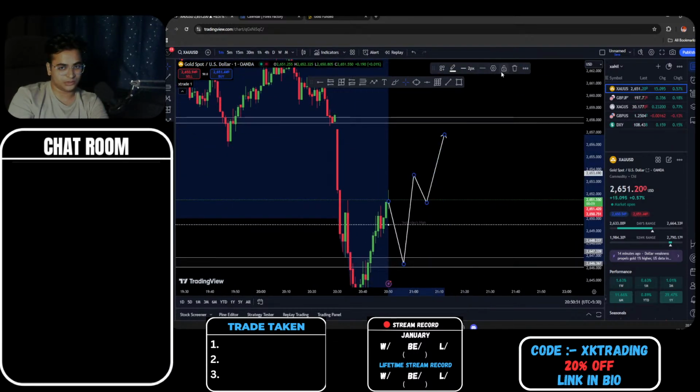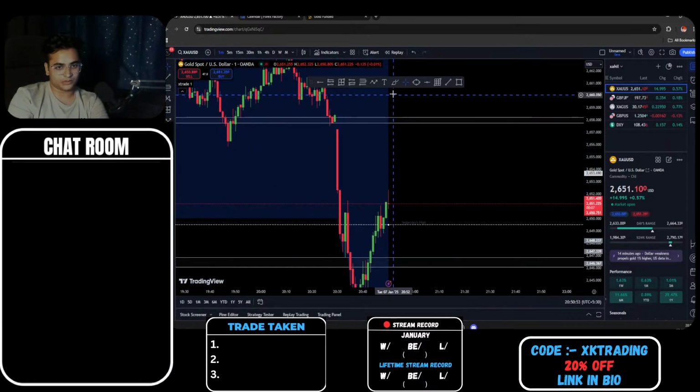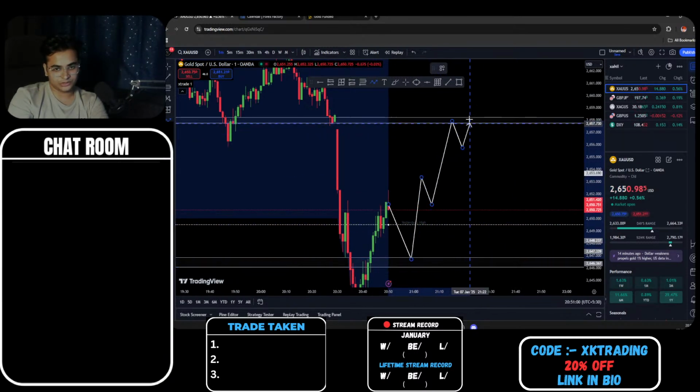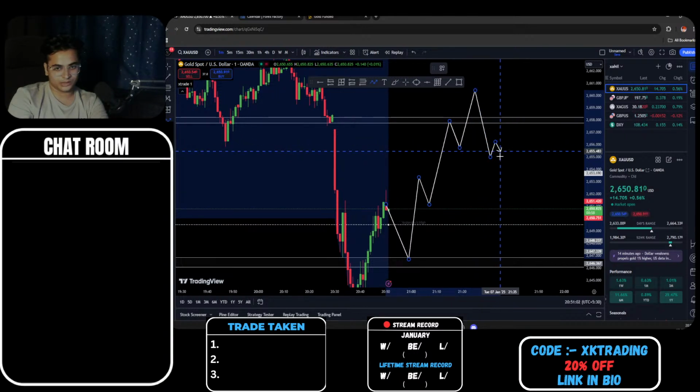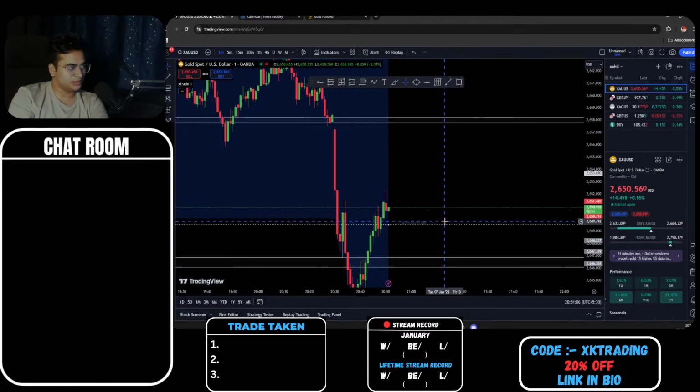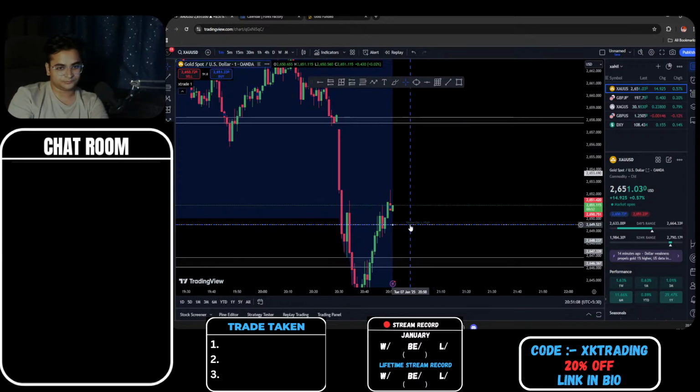And once it does, then it will reject from here to move down. Okay, so we could take a look at something like this, and once it taps into this zone, then something like a big wick and it starts trending to the downside, and then again. So this is a possibility. That's what I'm looking for.